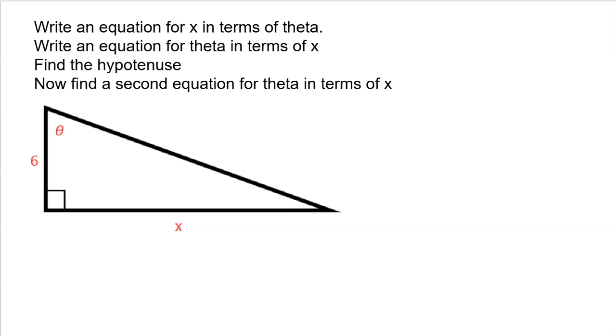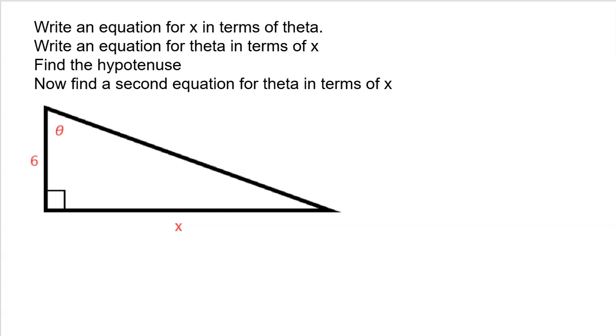So here's the first problem that we're going to look at. Notice we have a beautiful right triangle here. We have a side marked 6, a side marked x, a side that isn't marked at all, and then we have an angle marked theta. All right, so we want to write an equation for x in terms of theta. Then we want to write an equation for theta in terms of x. Then we want to find the hypotenuse, and then we want to find a second equation for theta in terms of x. Holy cow, a lot going on here. All right, so let's go slow.